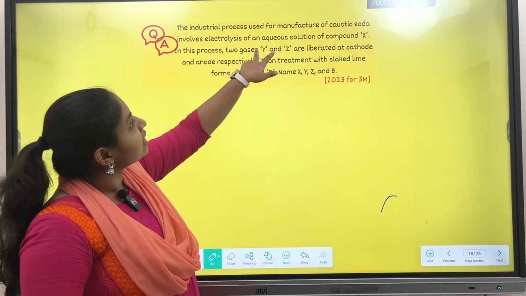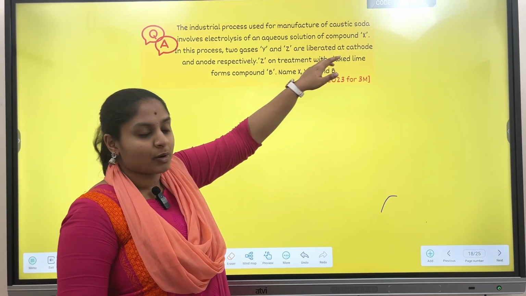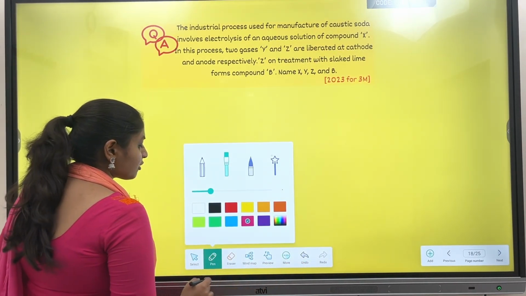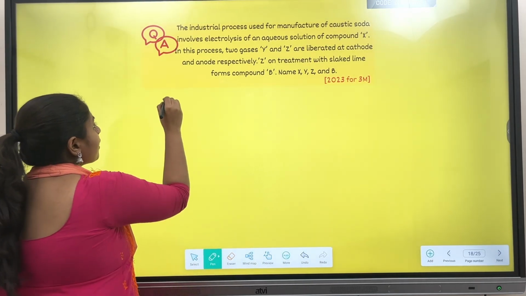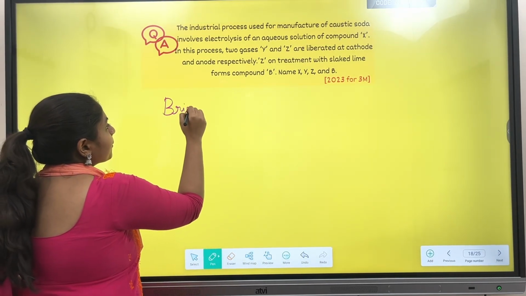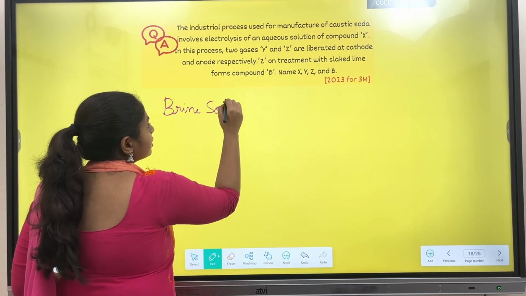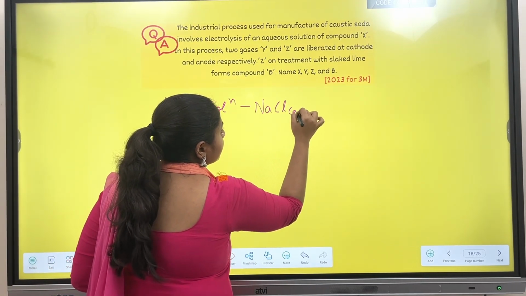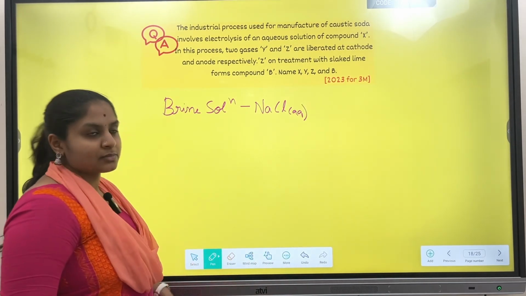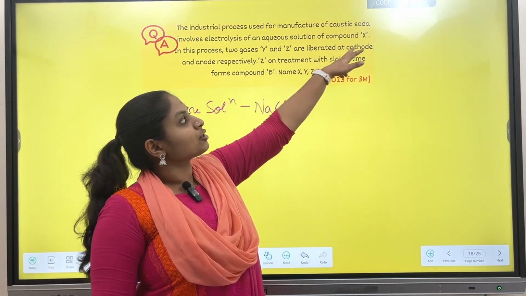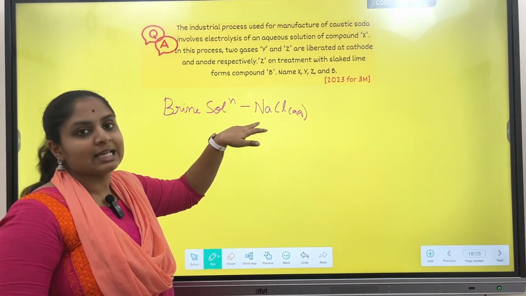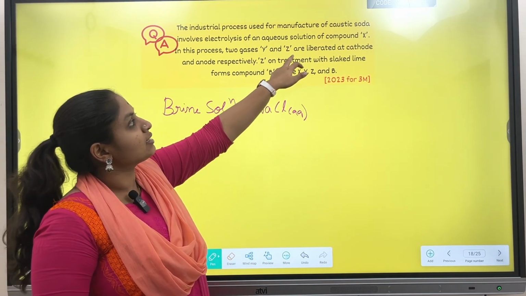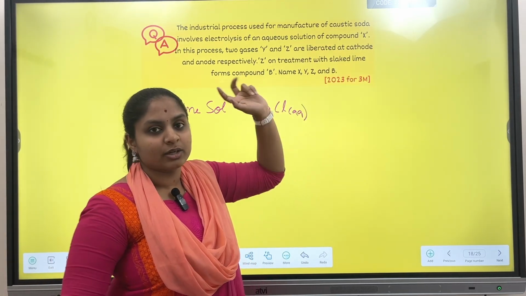So, it involves electrolysis of an aqueous compound. What is the aqueous compound? Brine solution. So, what is the formula of brine solution? The formula is NaCl aqueous. So, it is an aqueous solution of compound X. The compound is NaCl. In this process, two gases Y and Z are liberated at cathode and anode.